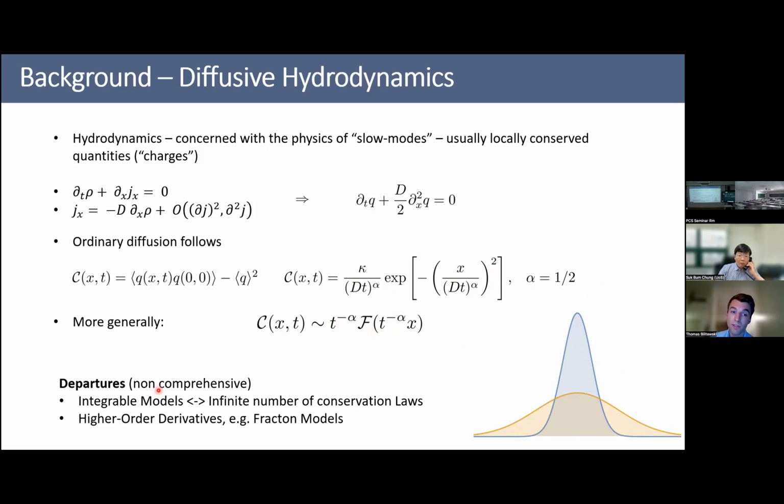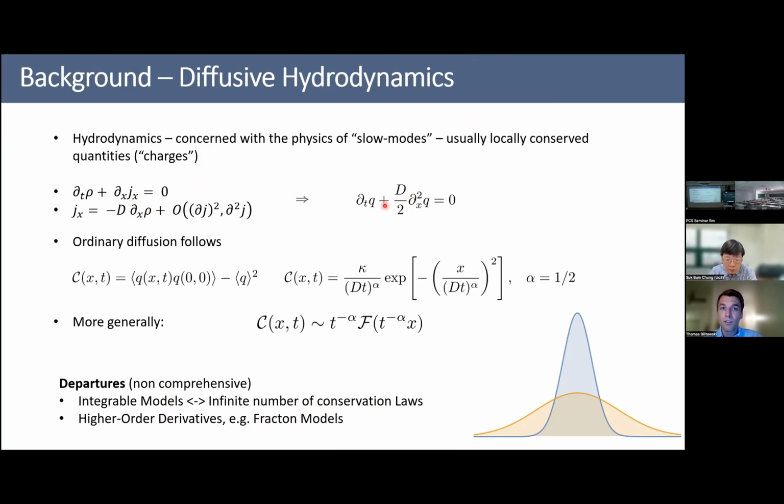So how can you get around this story? There are two very well-known cases. If you have a fully integrable model, you don't really have a single charge, you have an infinite number of conservation laws, and then this whole story doesn't necessarily apply. Another way to get around it is if you can make sure that the first derivative vanishes and only higher order derivatives matter, then you also don't get a diffusion equation, but something else. That is the case that occurs if you have fracton models. So this is the most basic story about diffusive hydrodynamics.